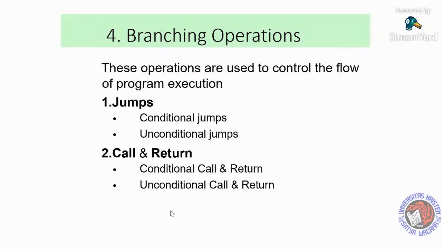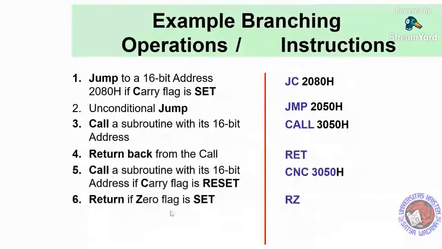So branching operations, we have jump, we have call and return. For example, in the branching operation, we jump to the 16-bit address 2080 hexa if the carry flag is set. How do I do that? You just simply say JC 2080 hexa. When the addition results in the carry flag being active, then if JC is written, it automatically jumps to the location pointed to by the JC, which is 2080.